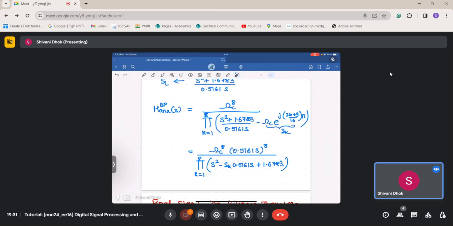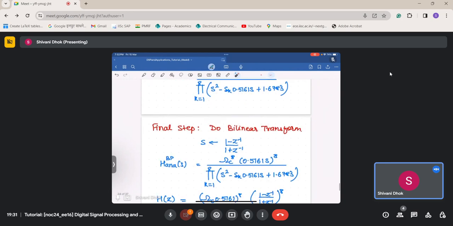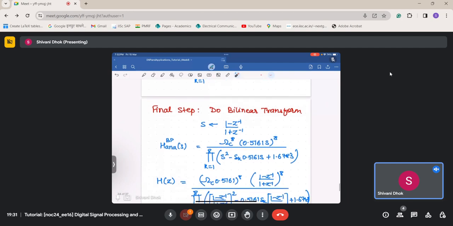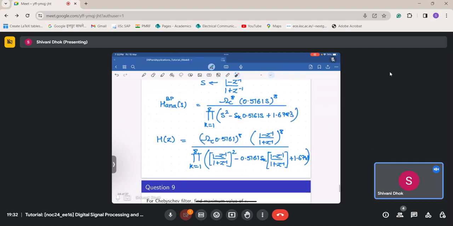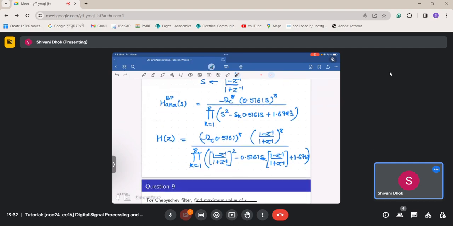But this is still an analog filter. After that, we need to do the bilinear transform, where we need to replace S by (1 minus Z inverse) upon (1 plus Z inverse). So after doing that, you will get the actual H of Z.